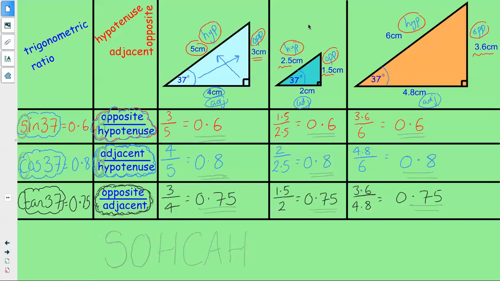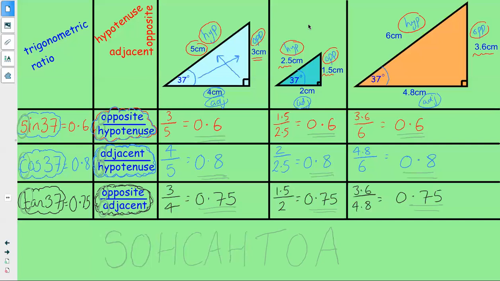I need to get these letters now. This first letter here of your tan, which is your T, first letter of your opposite, which is your O, and the first letter of your adjacent, which is your A. And it spells out Sohcahtoa.